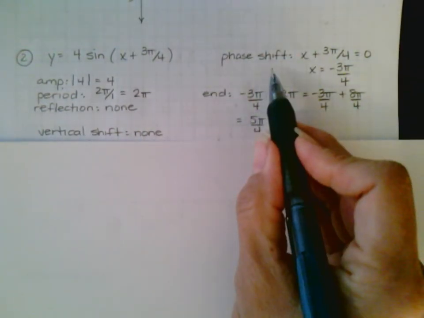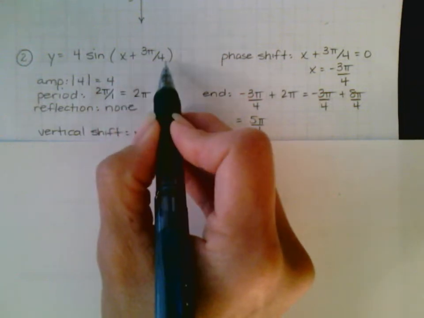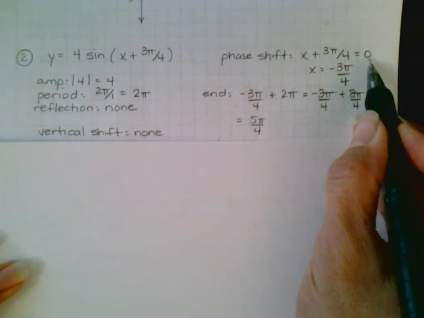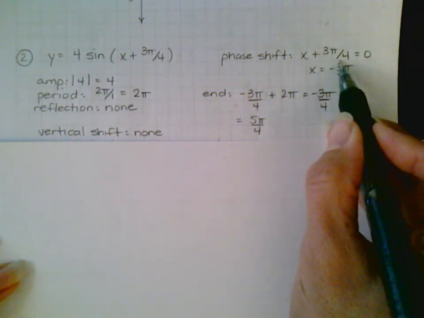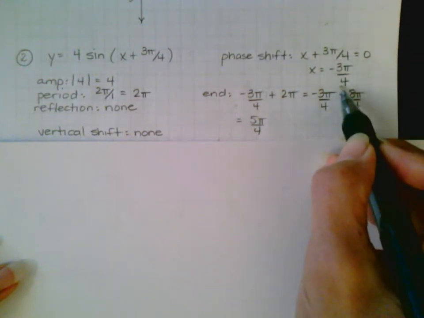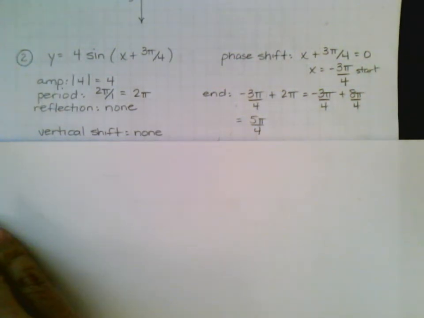Alright, phase shift, like I've told you before, you take everything that is right after the sine function and set it equal to 0. It's always 0. For sine and cosine, you're always setting it equal to 0. And solve. Well, x plus 3 pi over 4 equals 0, so I have to subtract 3 pi over 4 on both sides. So my starting point is going to be at x equals negative 3 pi over 4.